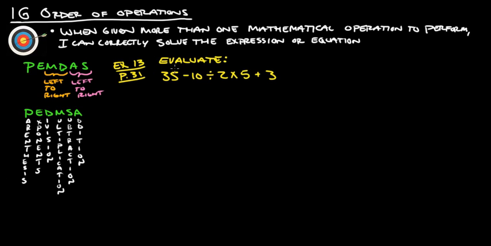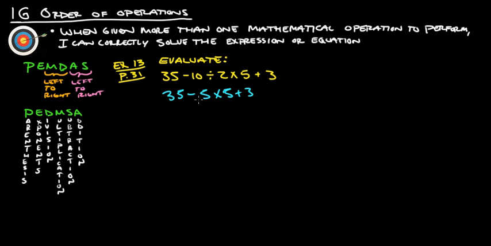So, using that, let's look at example 13 from page 31. We're going to evaluate, and we've got this big mess here. So, parentheses, there are no parentheses, so nothing to do there. Exponents, there's nothing to do there. First thing I'm going to do is division. So, I'm going to look at negative 10 divided by 2, which gives me negative 5. So we have 35 minus 5 times 5 plus 3. Okay, so first 3 are done.